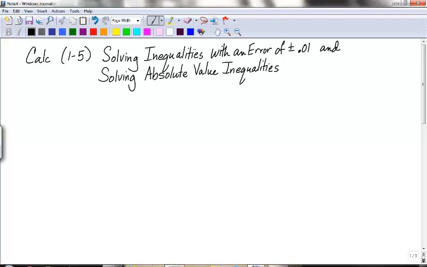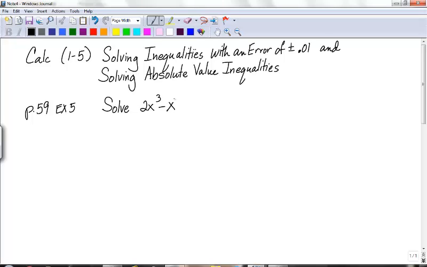Okay, so let's look at the top part first, solving inequalities with an error. And we're going to do these graphically. I want to go through an example in your book. It's on page 59. You can open up your book to that if you want to. It's example 5. They ask you to solve 2x cubed minus x squared minus 14x minus 12 is greater than or equal to 0 with an error of plus or minus 0.01.